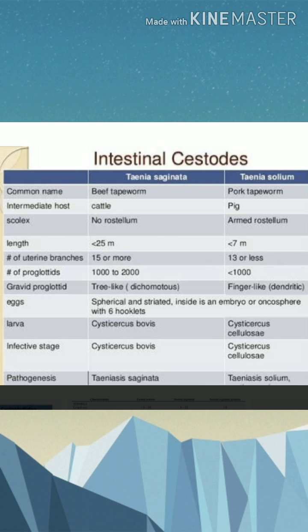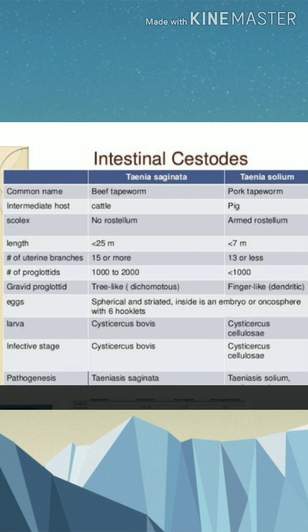The length of Taenia saginata is much more. It is about 10 to 15 meters long. It may be more than that. And in the case of Taenia solium, it is a bit shorter than Taenia saginata. It is less than 7 meters long.